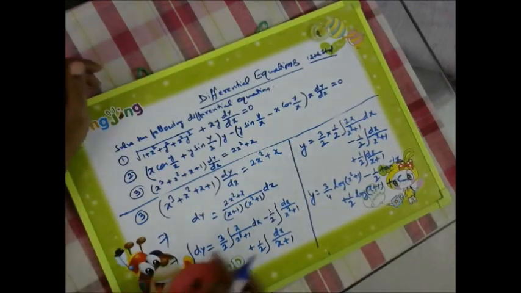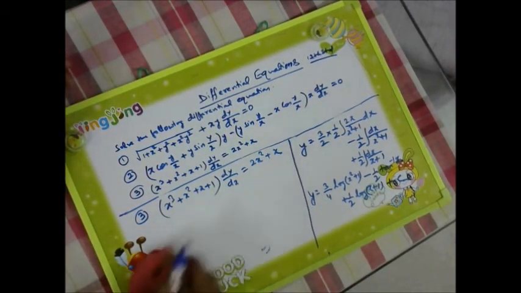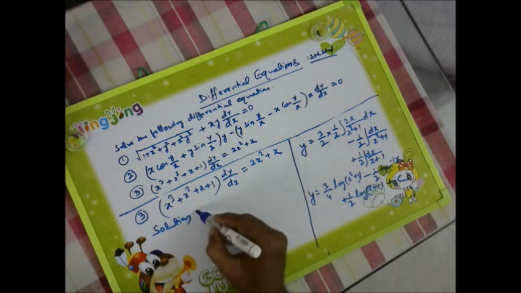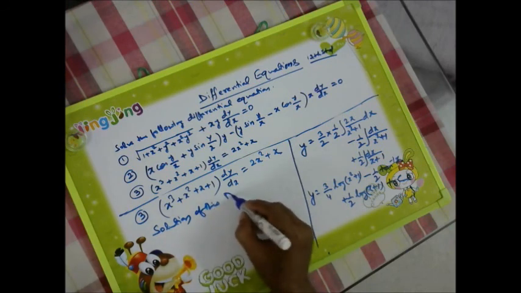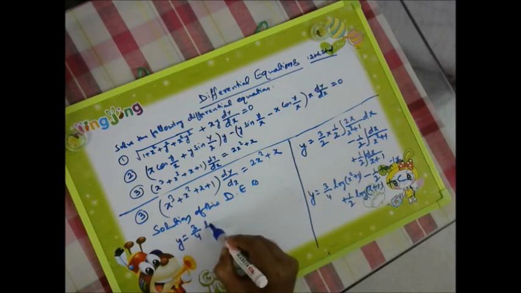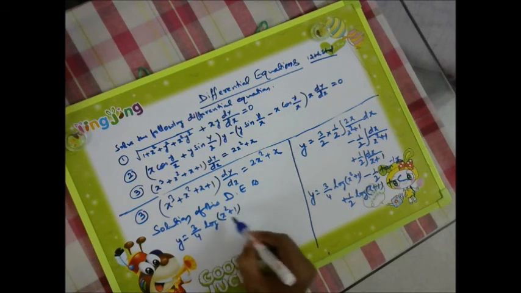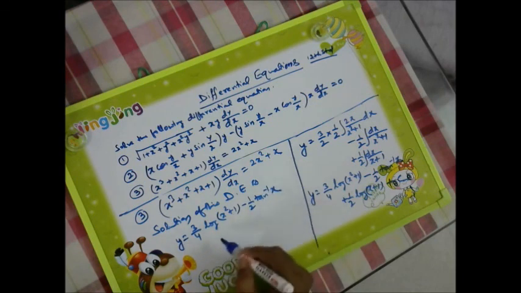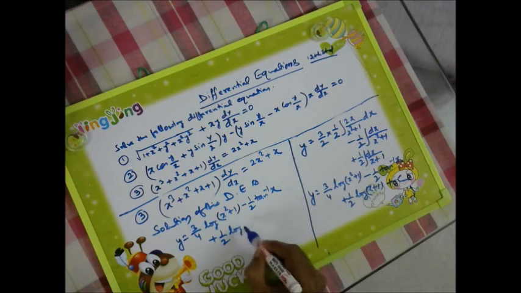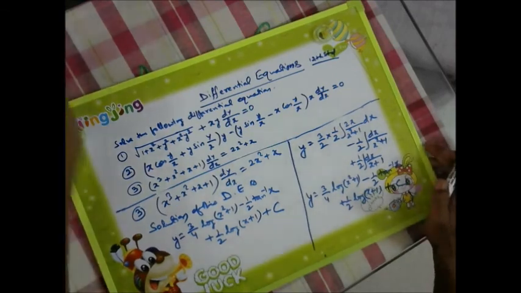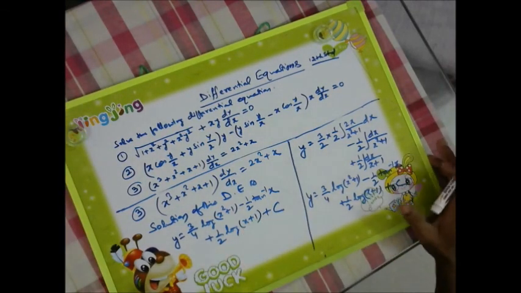So I am writing once again here. You can see, the solution of this differential equation is y is equal to 3 by 4 log x square plus 1, and then minus half tan inverse x plus half log x plus 1 plus c. So this will be our solution of the differential equation.